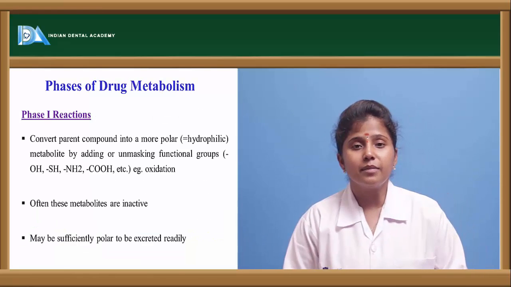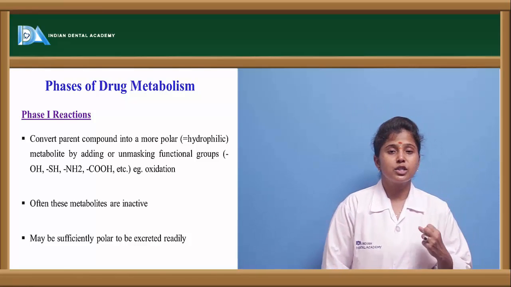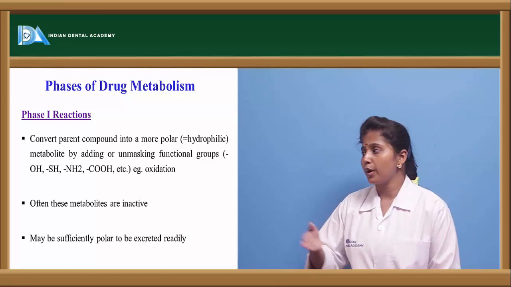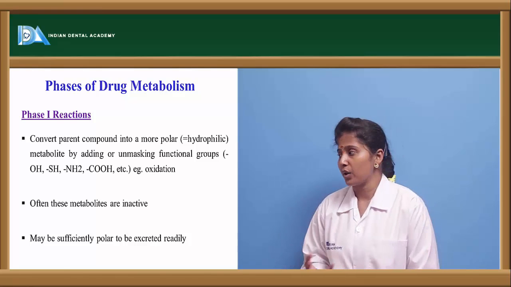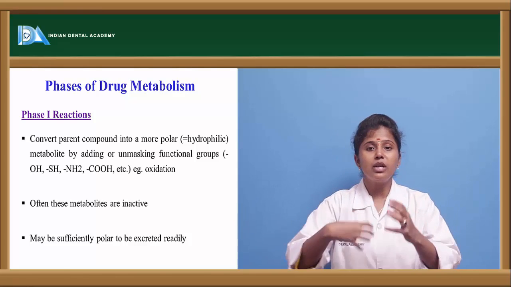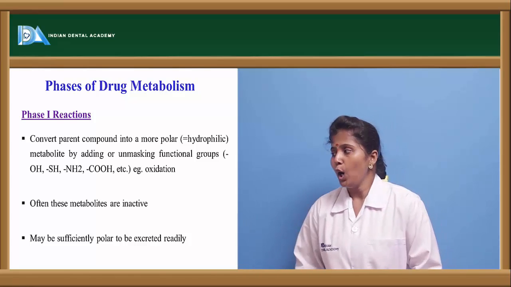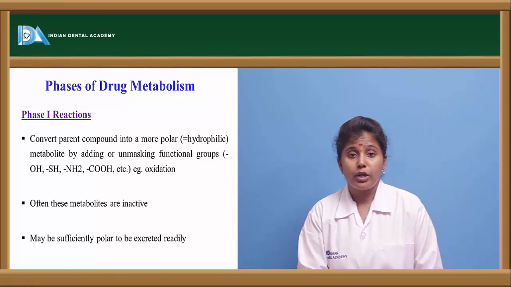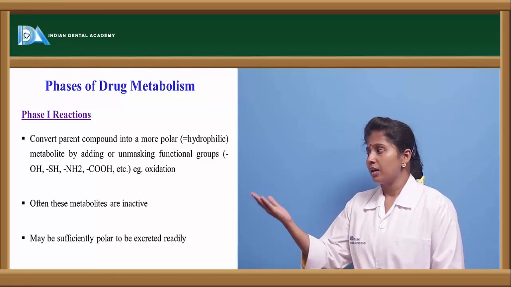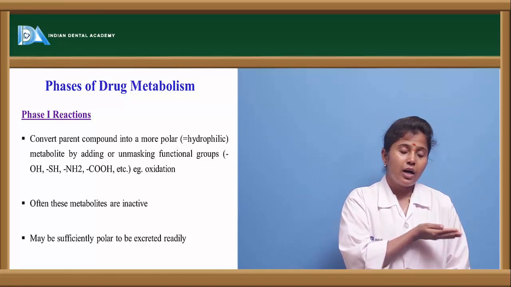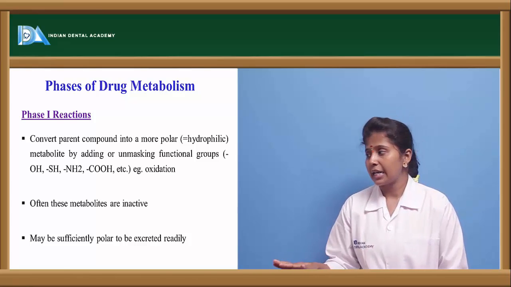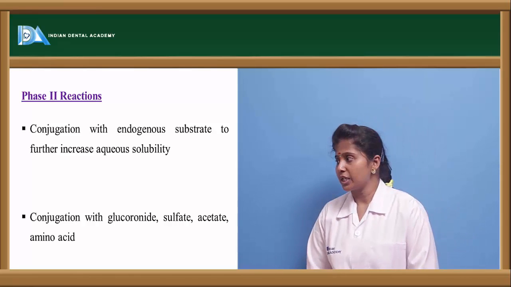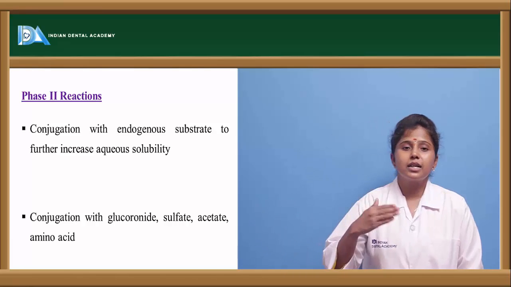Metabolism occurs in two phases, phase 1 reaction and phase 2 reaction. Phase 1 reaction is where the drug molecule, or the parent compound, is converted to a polar hydrophilic compound by the addition of groups like OH, sulfhydryl, NH2 and COOH groups. When these functional groups bind to the drug, they make the drug inactive. Phase 2 reactions include conjugation and glucuronidation type reactions, where the drug's aqueous solubility is increased.